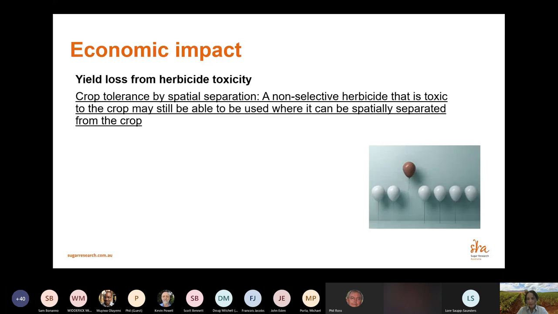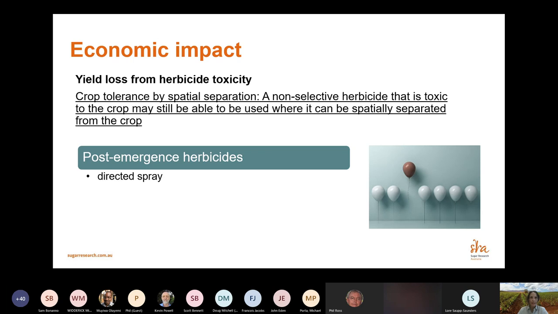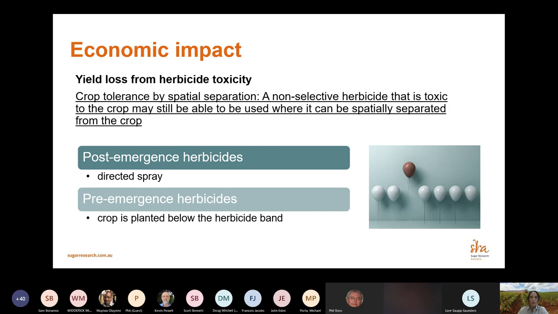If a variety is not inherently tolerant to an herbicide, we can still apply this herbicide as long as we achieve spatial separation. So how can that be done? For post-emergence herbicides, we can use directed spray. Basically, you apply the chemical to the weeds and not to the crop, using features like shields or droppers or Irvin legs. For pre-emergent herbicides, the trick is to have the herbicide band located in the soil above the setts, above the root zone. The herbicide band is not going to move down the profile and ever touch that root zone, because that herbicide is toxic to the cane. So we rely on spatial separation to achieve crop tolerance.